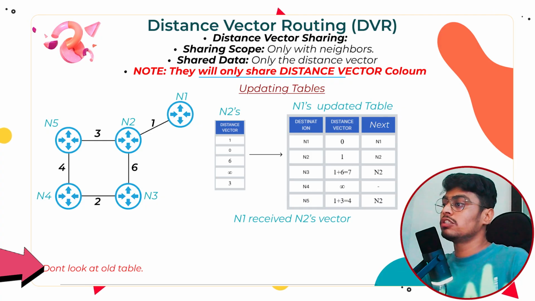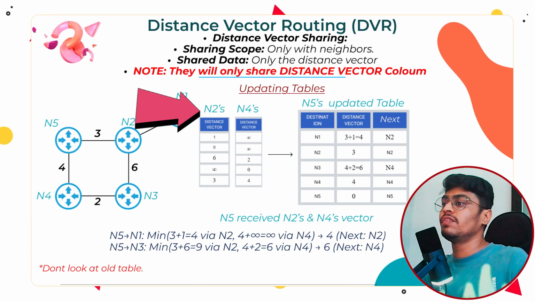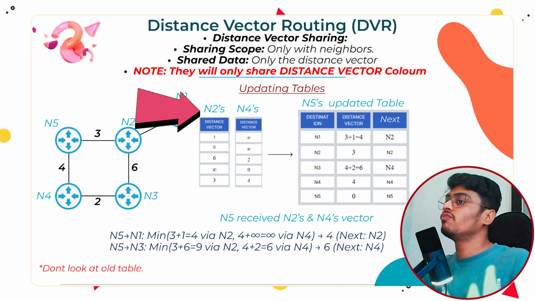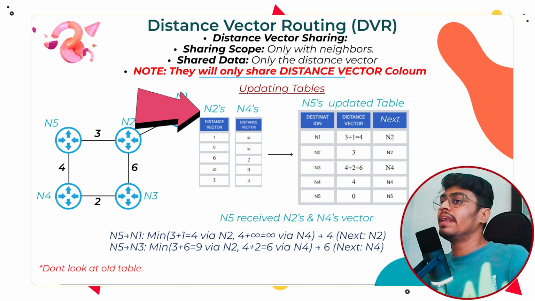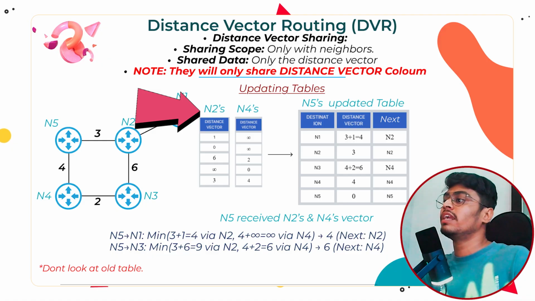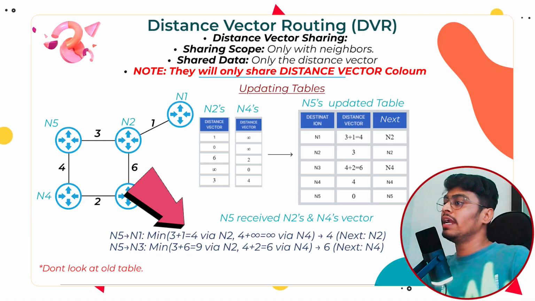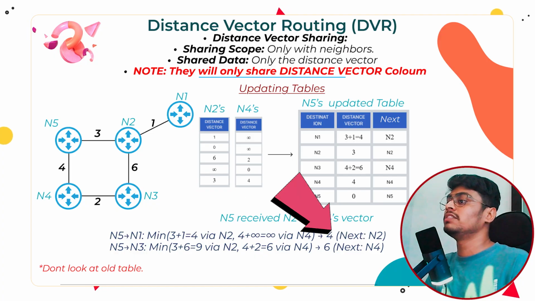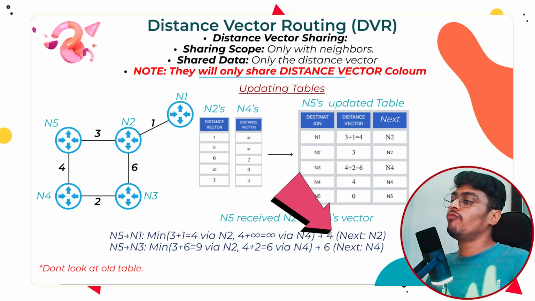Okay, let's also see n5's update after receiving distance vectors from n2 and n4. n2's distance vector is 1, 0, 6, infinite, and 3, and n4's distance vector is infinite, infinite, 2, 0, and 4. Okay, for n5 to n1 via n2, the distance is 3 plus 1, which is equal to 4, and via n4 this is equal to 4 plus infinite, so infinite. So we will take the minimum distance, which is 4. And next hop will be n2.